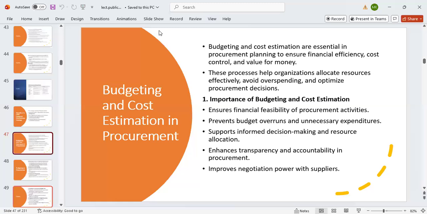Why do you have to do that? One, it will ensure financial feasibility of procurement activities. It will prevent budget overrun and unnecessary expenditure. It will support informed decision making and resource allocation. It will enhance transparency and accountability in procurement and improve negotiation power with your supplier, because you know what is available, where the sources of funding are, how you spend the money, and the total cost of ownership.